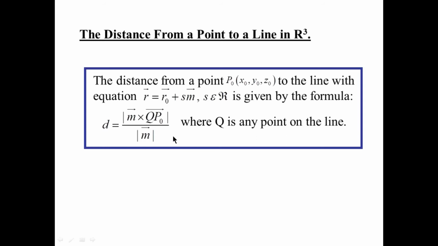For 3 space, it's the magnitude of a vector over the magnitude of a vector. For 2 space, it was the magnitude of a number over the square root of, well, actually the magnitude of the normal, square root a squared plus b squared.